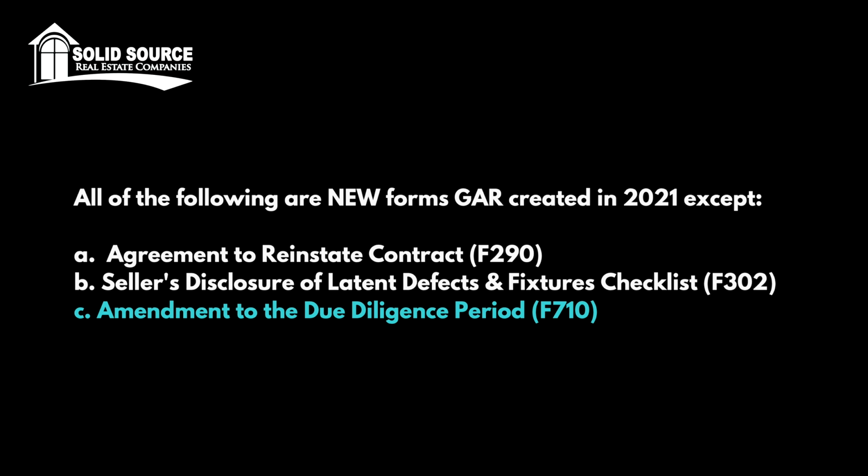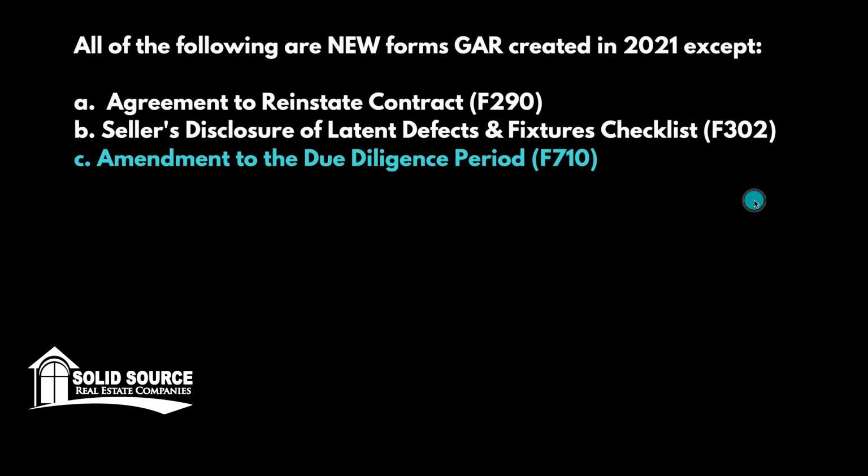So the agreement to reinstate contract, absolutely love that form. If a contract terminates and the parties want to go back under contract, instead of having to write a whole new contract, you can use that form. And of course, sellers who perhaps don't feel comfortable completing a full-length disclosure statement can still get the benefit of including a fixtures checklist in that new condensed seller's disclosure form F302.